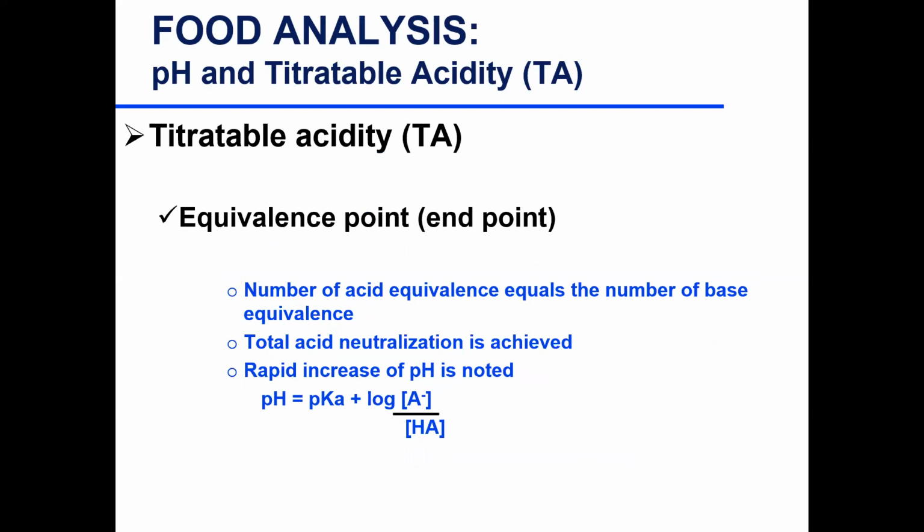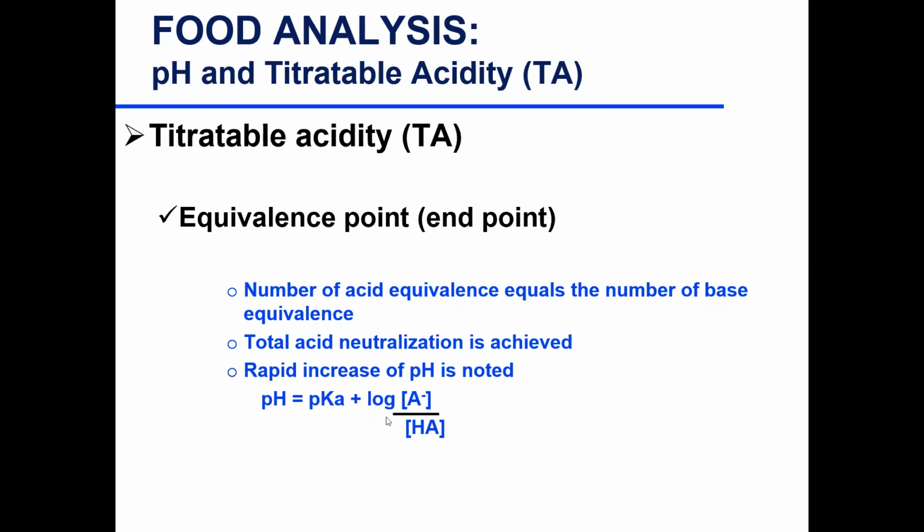When we're titrating, we want to reach the end point, which is the point of equivalence: the number of equivalents of acid equals the number of equivalents of base. That means you get total acid neutralization. So you continue titrating until all of the HA give up their H. As you continuously titrate with OH minus, this HA is continuously giving up its H until there's no more HA. Everything is in A minus form.